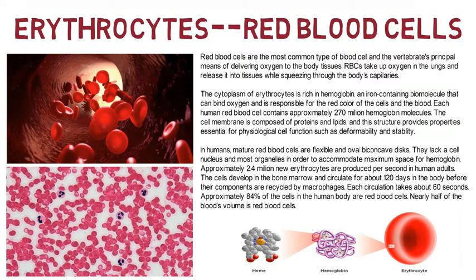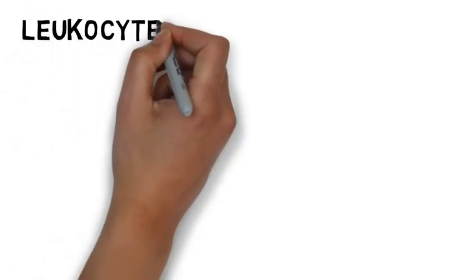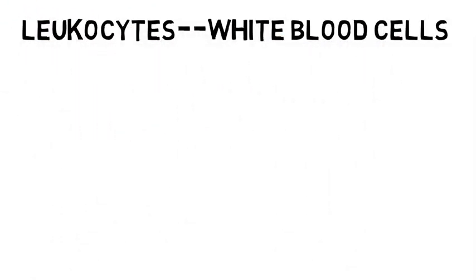Each circulation takes about 60 seconds. Approximately 84% of the cells in the human body are actually red blood cells. Nearly half of the blood's volume is red blood cells. Leukocytes are white blood cells. There are 5 types: neutrophils, lymphocyte, monocyte, eosinophil, and basophil.